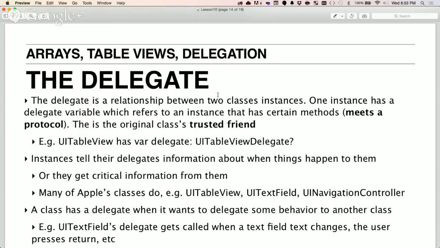So over here, we need to create a variable, and I'll call this delegate. And we'll make this an optional. And this delegate needs to refer to the protocol name. So this delegate needs to refer to label info.